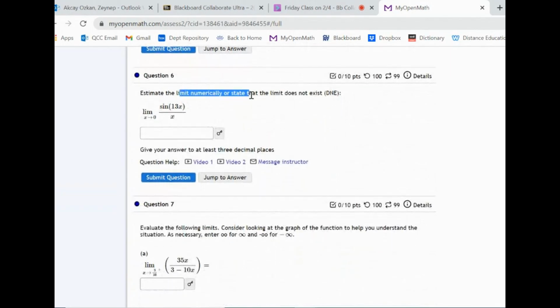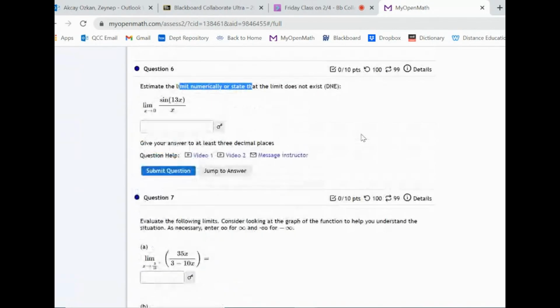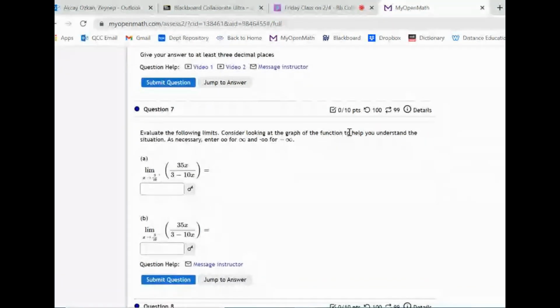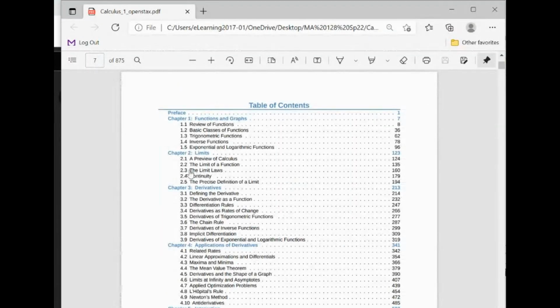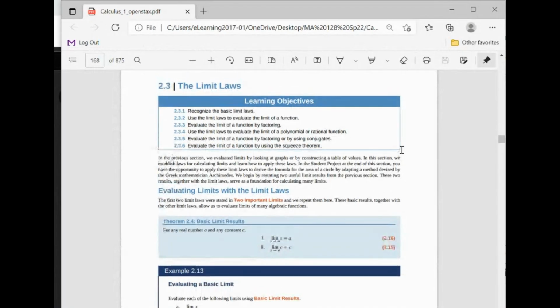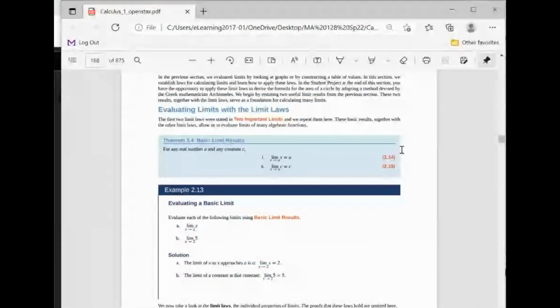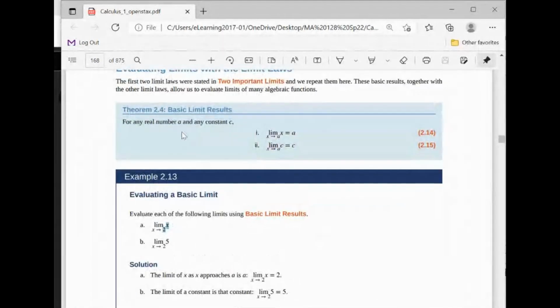And another same type of question. You can plug in numbers, check numerically, or check it graphically, and either type the limit or say it doesn't exist. Okay, so the nice thing is that in the next section we will see limit laws, and these will help us evaluate the limits without having to plug in numbers or check graphically. By looking at the expression, we will be able to evaluate the limits.